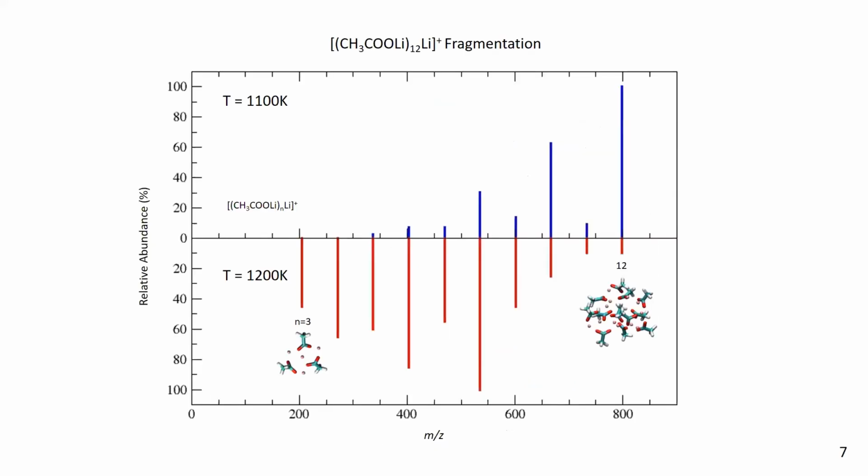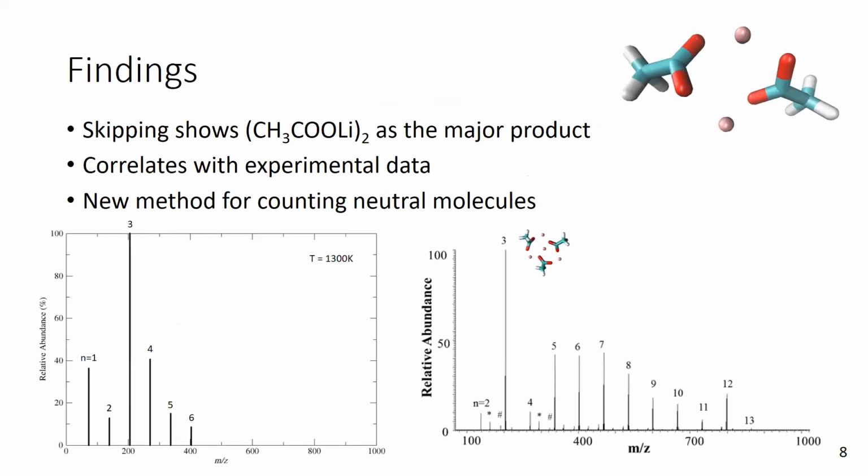And the most important thing to note here, in this comparison between the two spectra, is that there is a lot of skipping going on, where it goes from high to low to high on both sides. And this is important in the findings, since the skipping shows the neutral dimer as the major product. It also correlates with experimental data, with my simulated data on the left here and the experimental on the right, and both have a really high abundance of the tetramer plus. So it's leading to the same outcome.